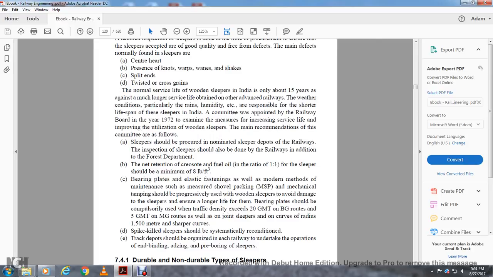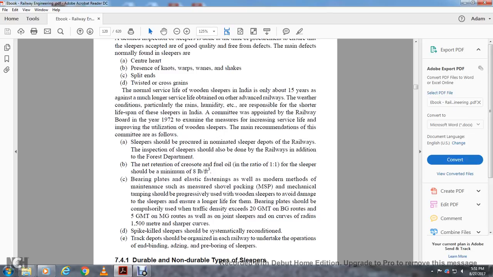To ensure longer life, the bearing plate should also be compulsorily used with traffic density exceeding 20 gross million tons on broad gauge routes and 5 million gross tons on meter gauge routes as well. The joint sleepers on curves with a radius of 1,500 meters, sharp curves. The spike-killed sleepers should be systematically reconditioned.